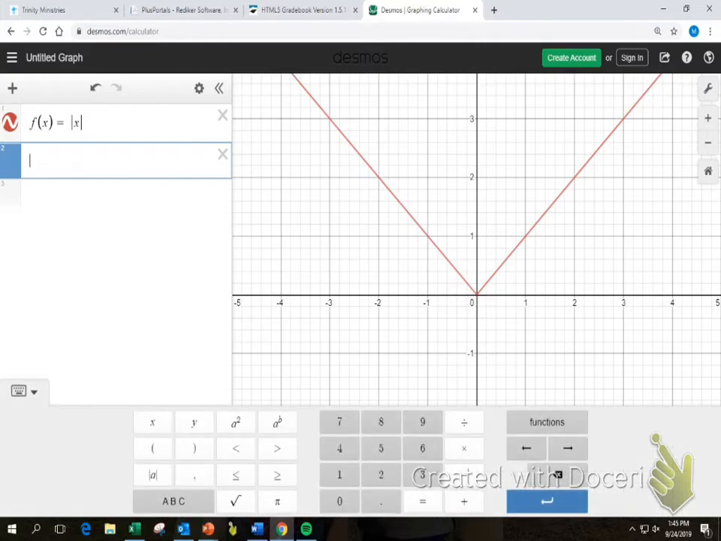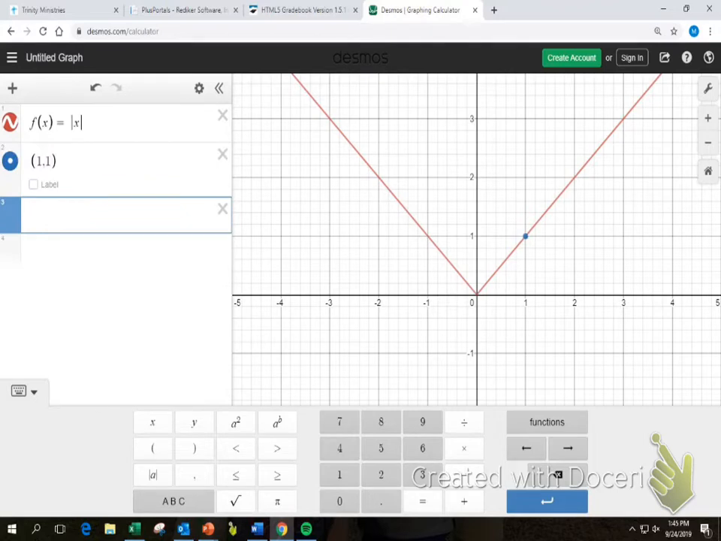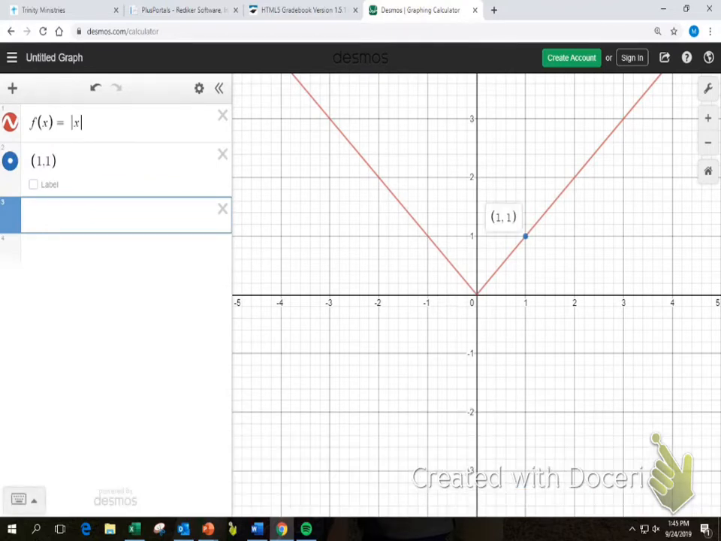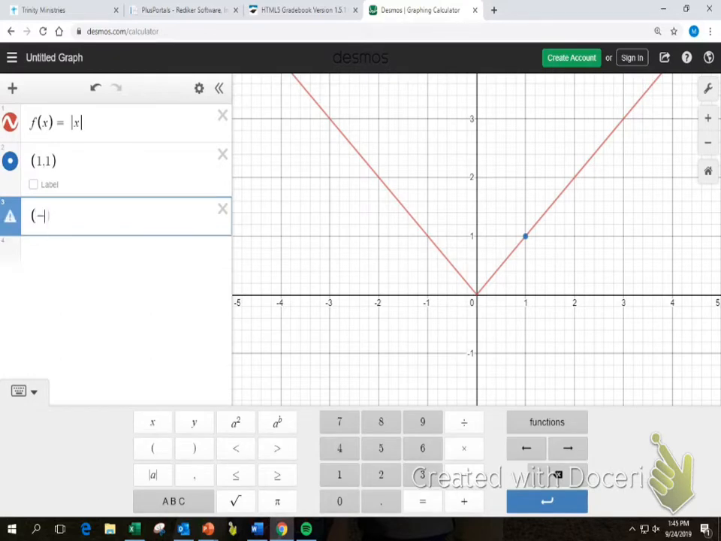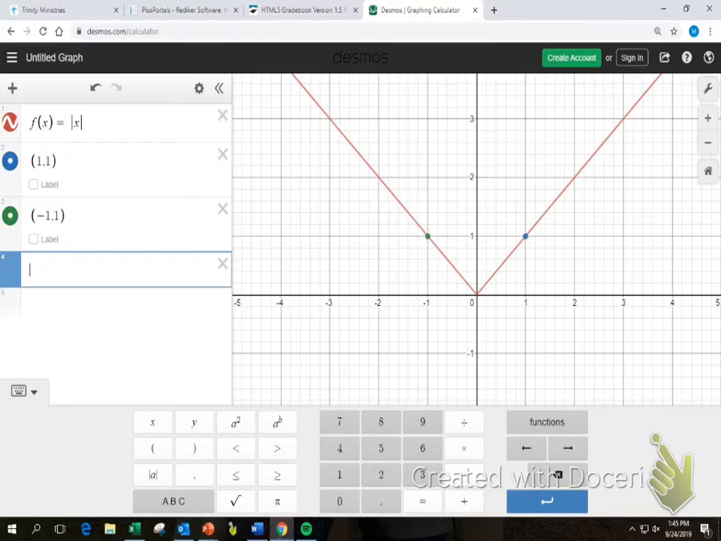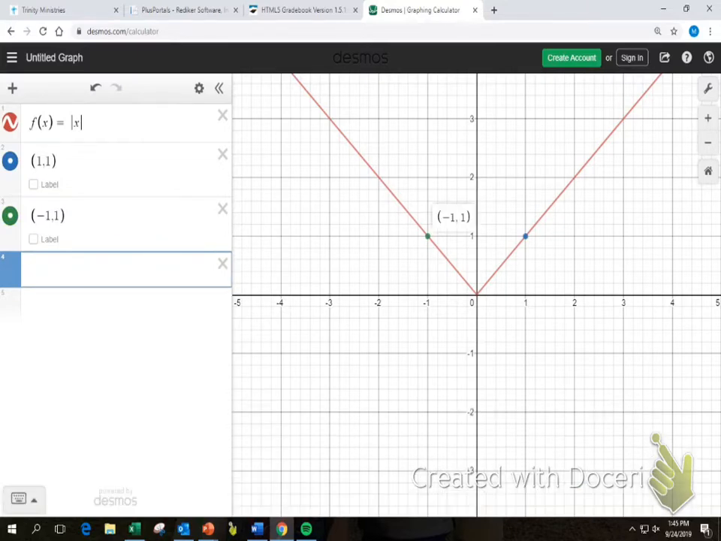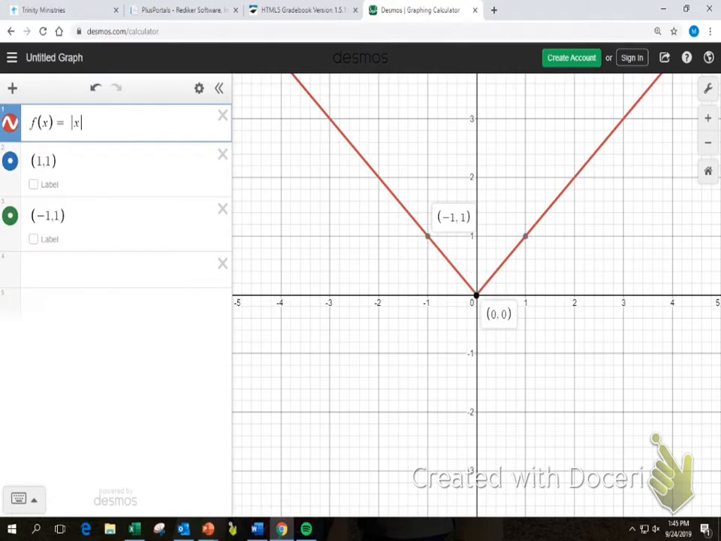Now, I have the option, I can type those in just to be sure they're actually on my graph. Hit enter, and sure enough, there's the point on my graph. I also think (-1, 1), but just to be safe, I'm going to test it. (-1, 1), it is absolutely on my graph, and of course the vertex is right here at (0, 0). That one's pretty obvious. But now I have 3 points that I can take and transfer onto my paper.